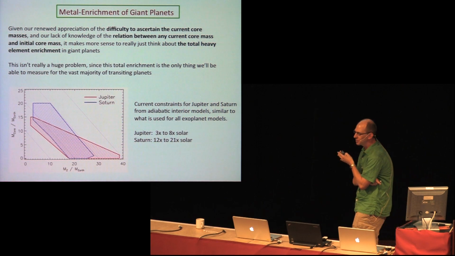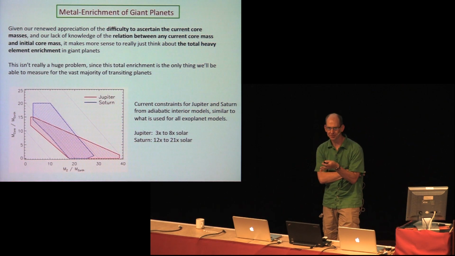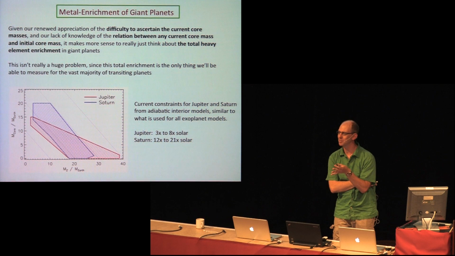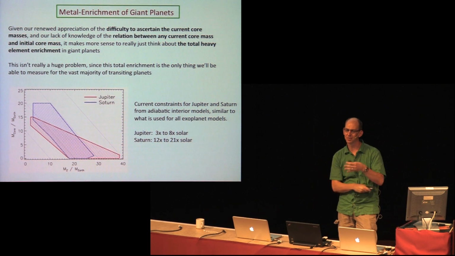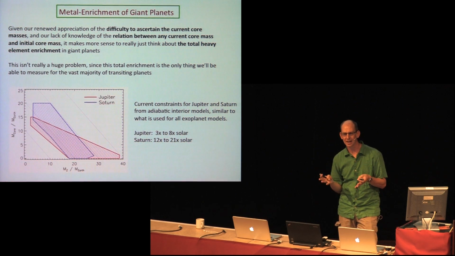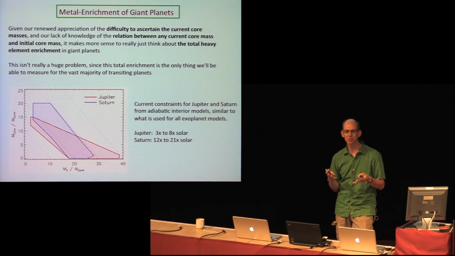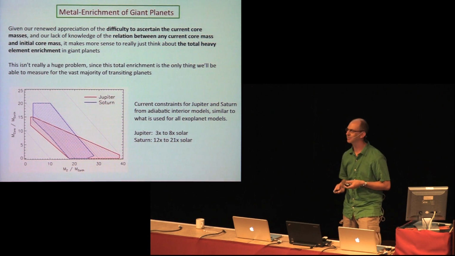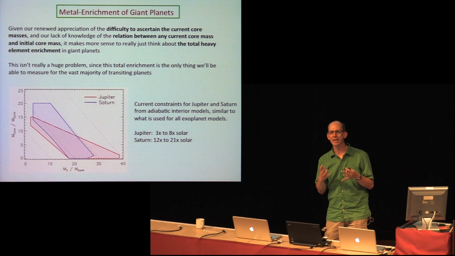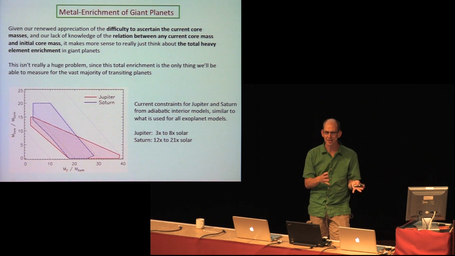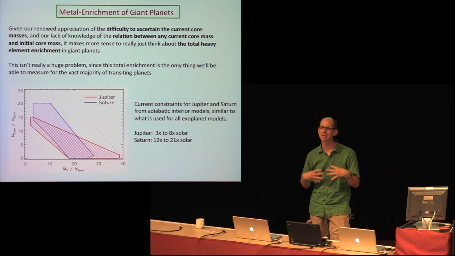So thinking about Jupiter and Saturn, we know they're enriched in metals. That's kind of unavoidable now. But we don't really know, even if we do derive a current core mass, whether that was the original core mass or not. That's something we're working towards, but we're really unsure of that. And so I think going forward, we shouldn't worry as much about what's the core mass versus the envelope mass of metals. We should think about the total abundance of metals within the planet.